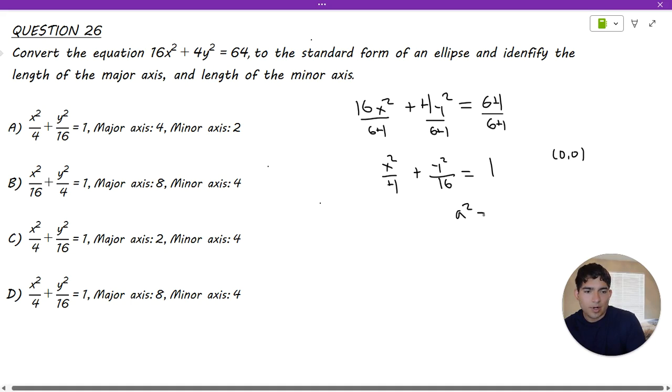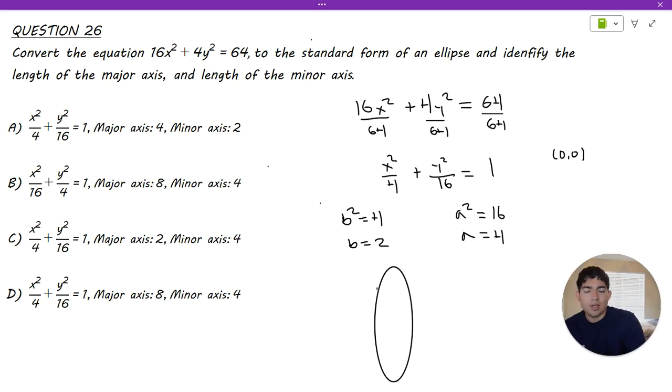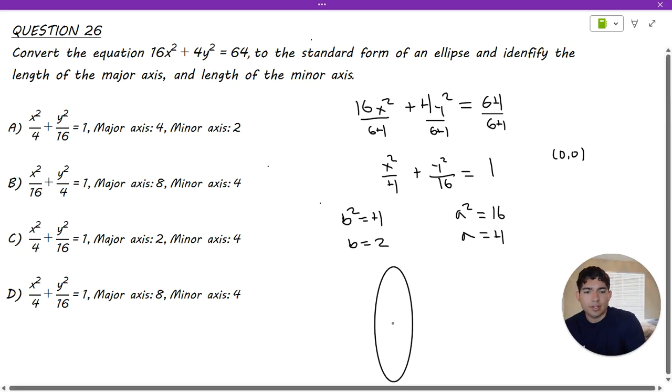That means a squared is going to be 16 and b squared is going to be 4. Then if we take the square roots, b is going to be 2, and a is going to be equal to 4. So the ellipse is going to look like this. It's going to be taller than it is wide.